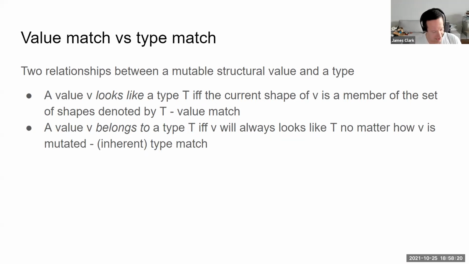But there's another relationship, which is the one we actually have to use, which is: what happens if you mutate it? So in order to say that V is of type array of int, what we need for that to work is, no matter how you mutate V, its shape will belong to array of int. So that means its inherent type has to be a subtype of array of int.